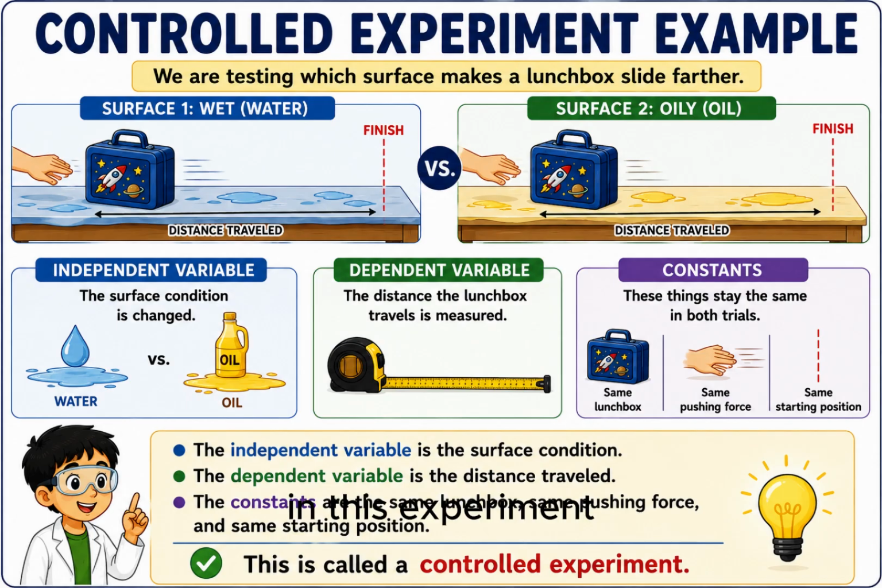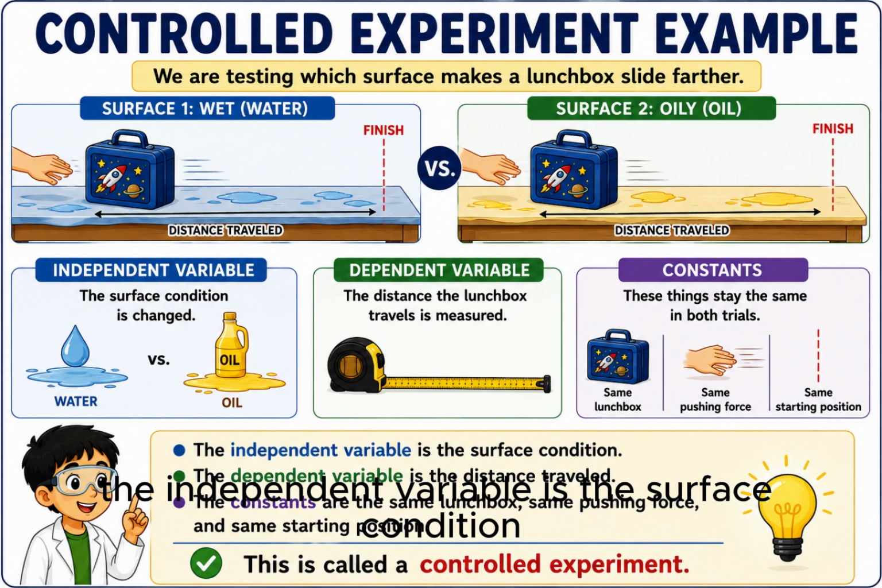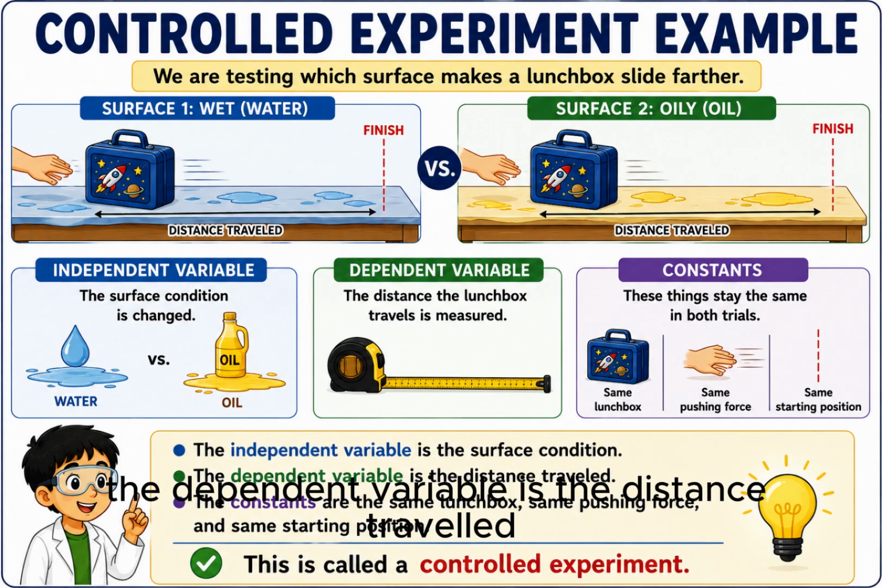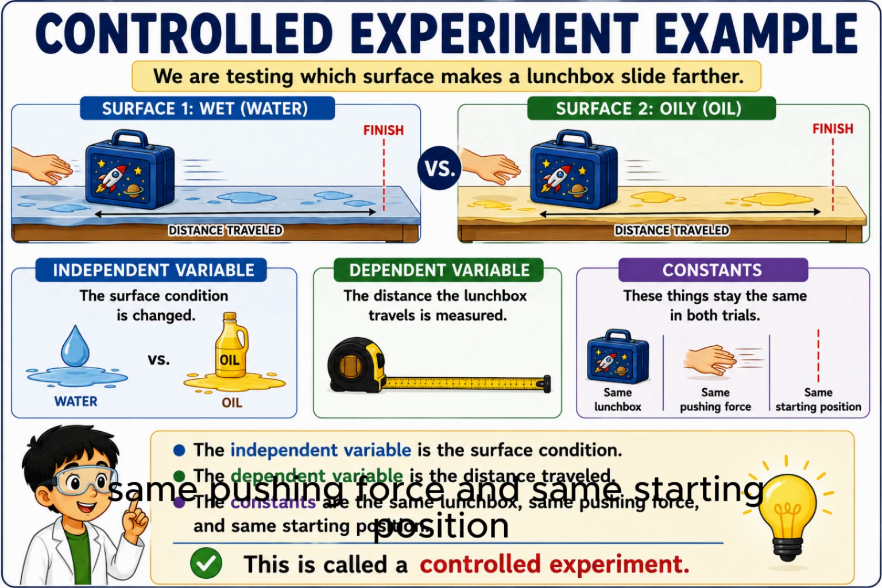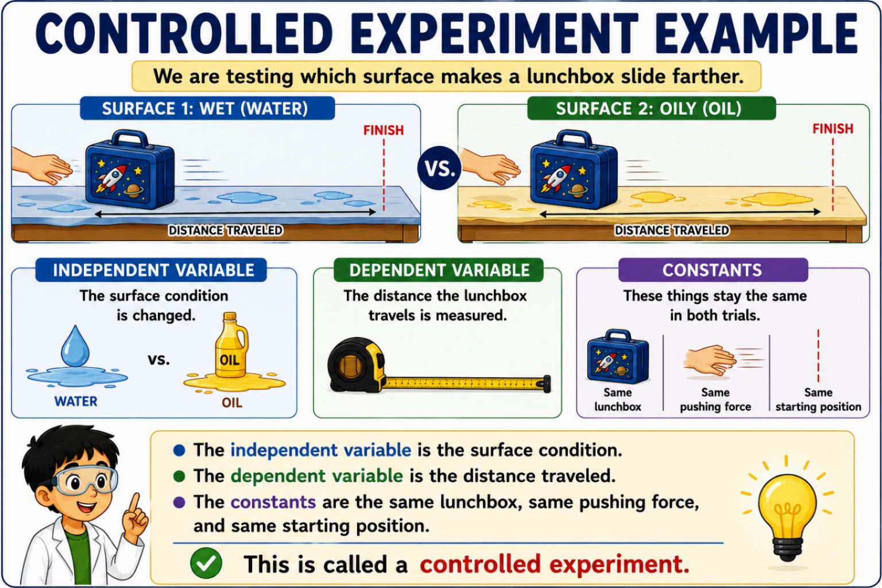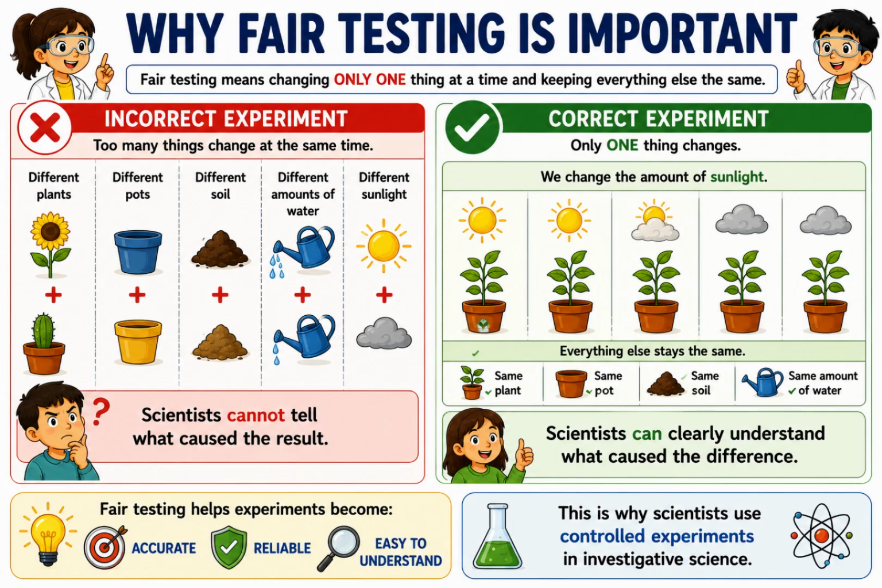In this experiment, the independent variable is the surface condition. The dependent variable is the distance traveled, and the constants are the same lunchbox, same pushing force, and same starting position. This is called a controlled experiment.